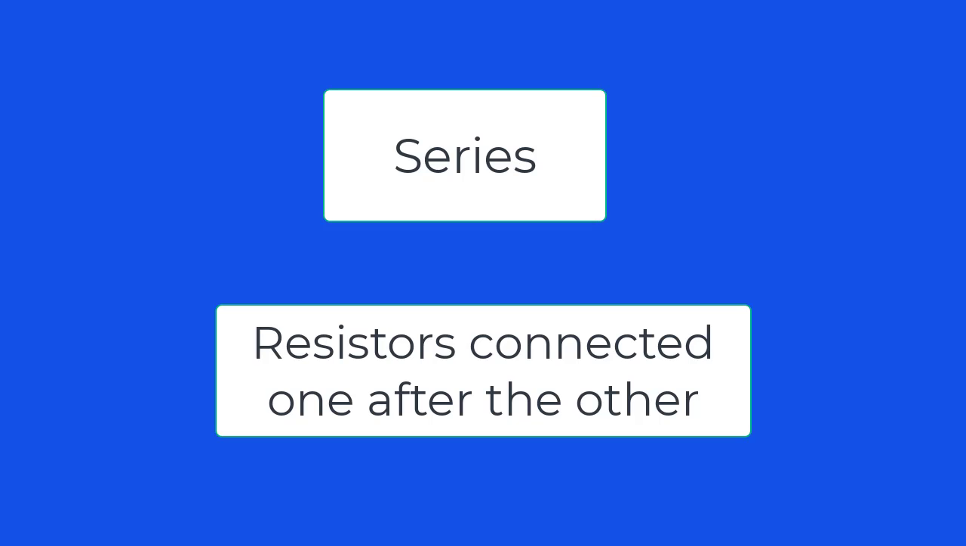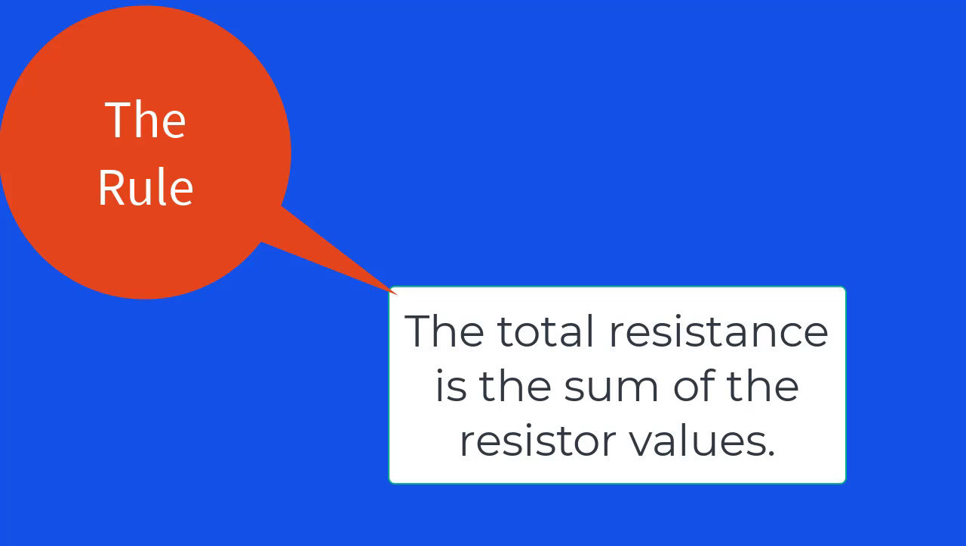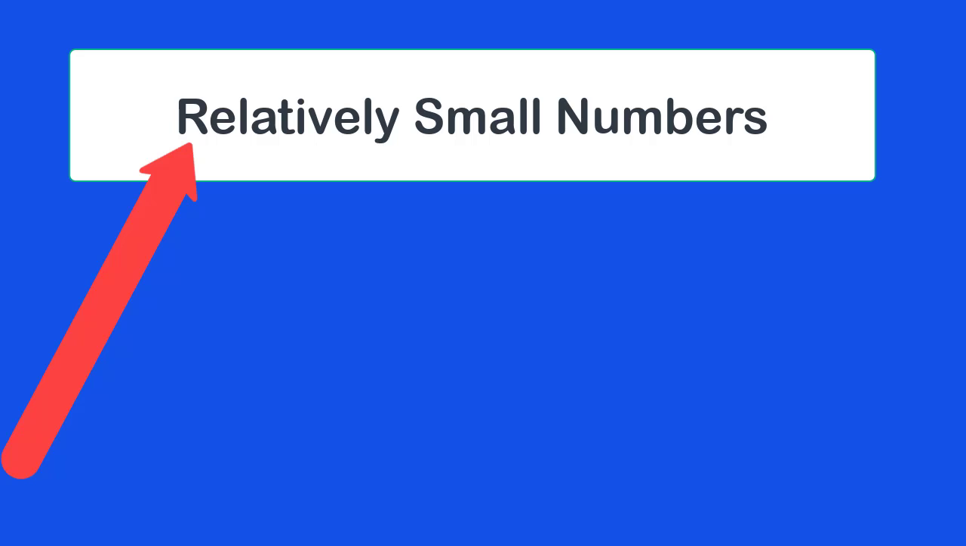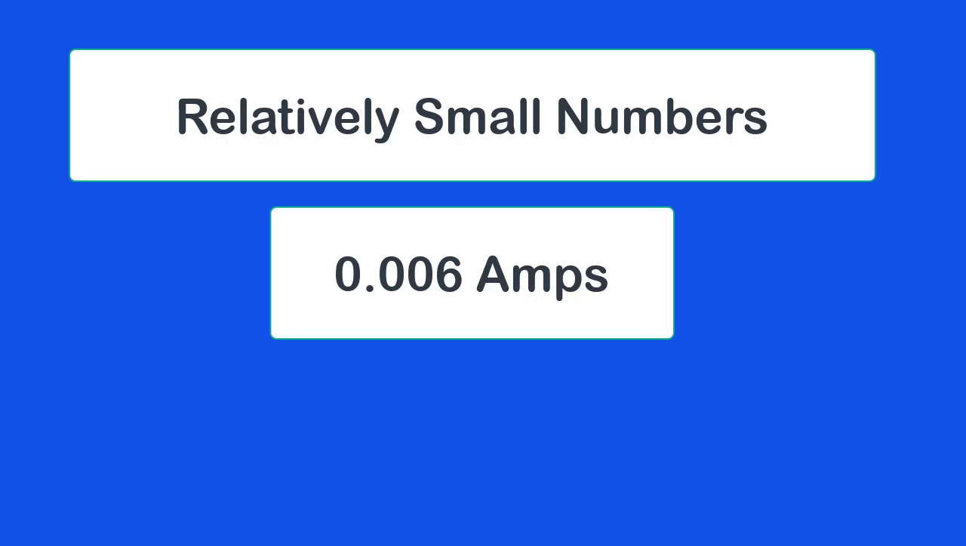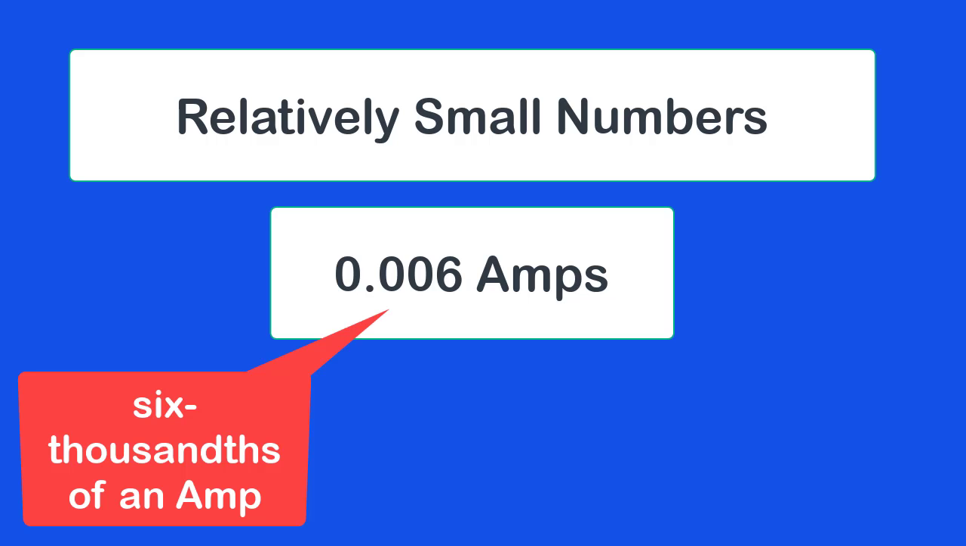Here's the rule. If resistors are connected in series in a simple circuit, the total resistance in the circuit is the sum of the resistor values. Before we give some examples, I want to talk about relatively small numbers that we sometimes use when referring to the amount of current flowing in a circuit. If the answer we get when calculating current using Ohm's law comes out to be a number like 0.006 amps, we say that the current is 6 thousandths of an amp.